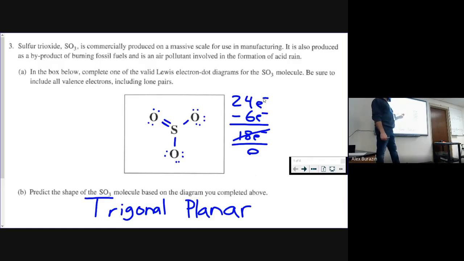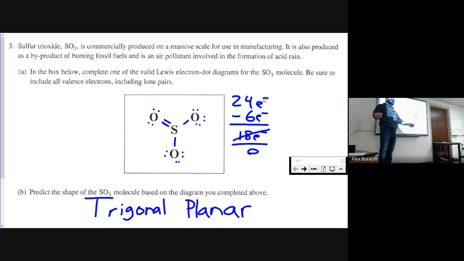Because if I left it like this, there's also something called resonance, right? Resonance occurs when it's like, I have an equivalent place to put a bond. For example, I need a double bond according to the octet rule, but does that have to be here? What about there? What about here? What's the difference between those 3 locations? Nothing. So where I decide to put that is irrelevant. Okay?